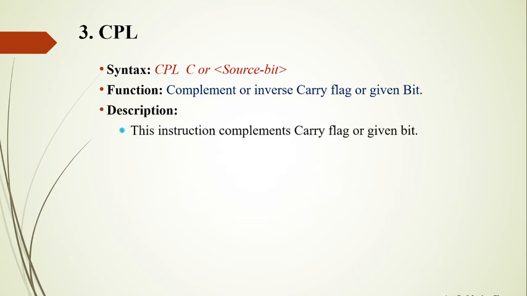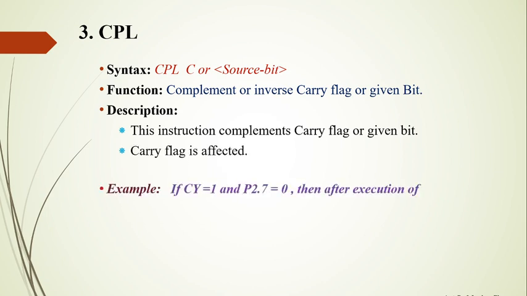This instruction complements carry flag or a given bit and carry flag is affected during the execution of this instruction. For example, if CY equal to 1, that means carry flag is 1 and bit P2.7 is 0, then after execution of the instruction CPL C, it complements the content of carry flag. So after execution of this instruction, content of carry flag becomes 0. CPL P2.7. So here it complements the content of P2.7. So before execution it is 0 and after execution of this instruction P2.7 is equal to 1.